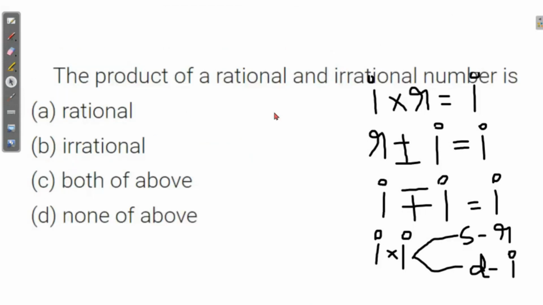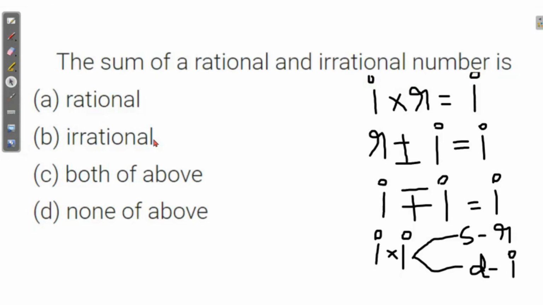The product of a rational and an irrational number is, just now I said, a rational and an irrational is always irrational. Okay, so these kinds of questions will also be asked to you in your coming test. The sum of a rational and an irrational number, again, is always irrational. Please be clear with that also.